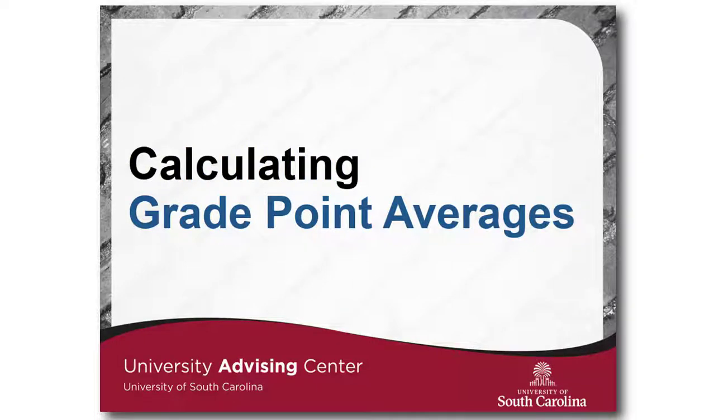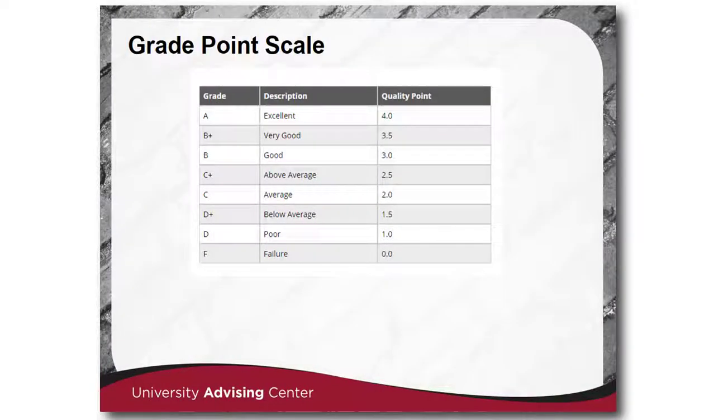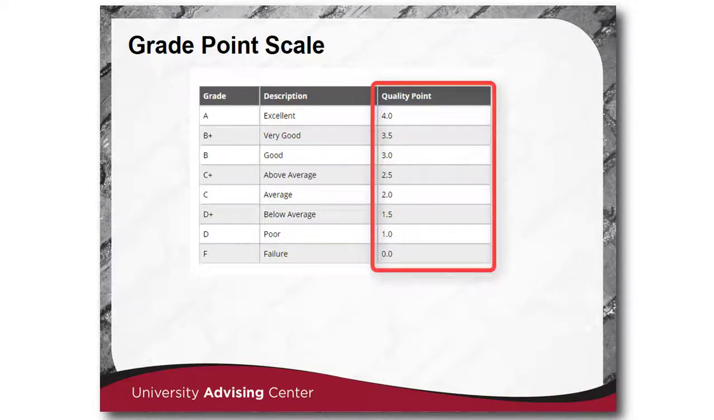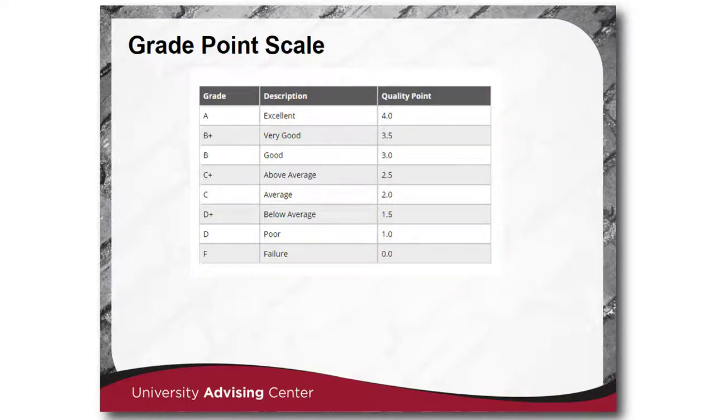Calculating your grade point average, or GPA. To understand GPAs, we must first understand what is used to calculate them. Each grade earned has a numerical equivalent. These are called quality points, or grade points. Quality points range from 4 to 0 depending on the grade.